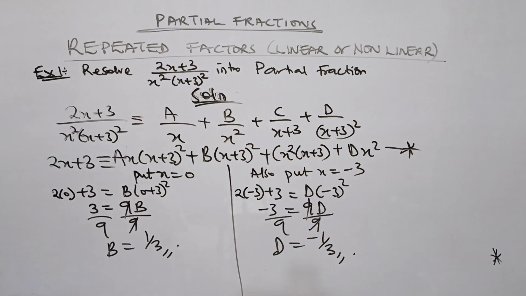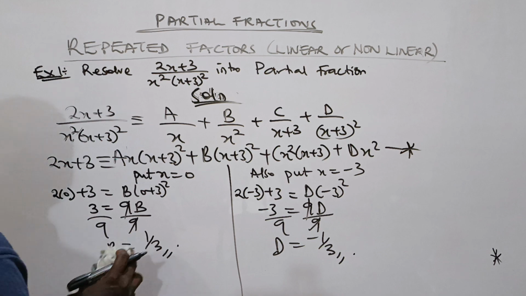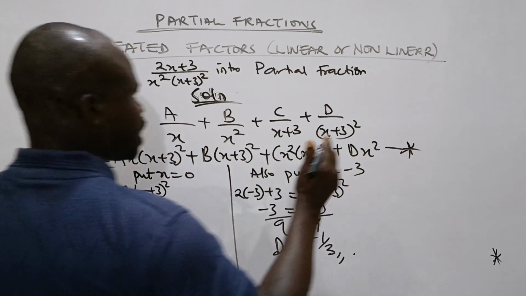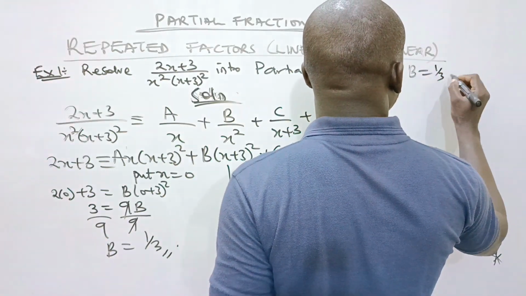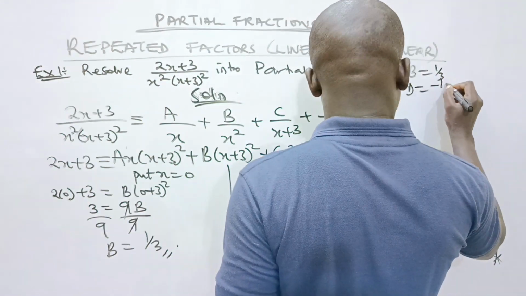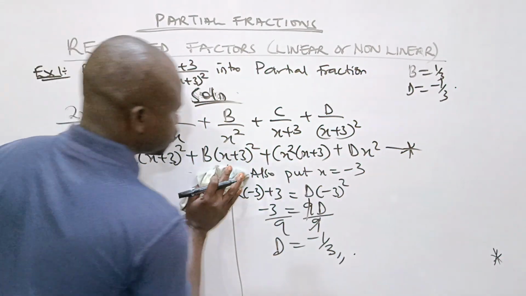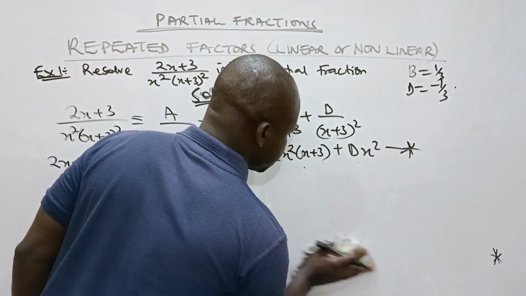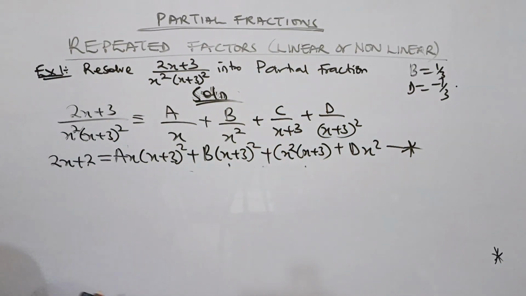So we have gotten that here from here. Since we have done that, I can now write it somewhere. We have gotten the value of b to be equal to 1 over 3 and d to be equal to minus 1 over 3. So I can clean this and see what can be done to find the value of the remaining two, a and c.